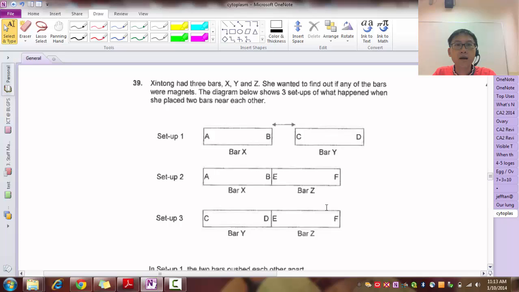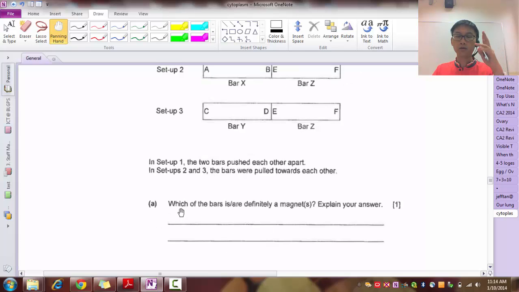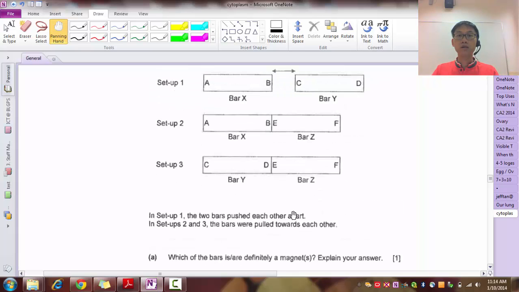Right, question 39. Sing Tong had 3 bars X, Y, Z, and wanted to find out if any of the bars were magnets. The diagram below shows 3 setups of what happens when she places 2 bars near each other. Setup 1, repel. Setup 2, attract. Setup 3, attract. So what's the concept? The question is asking which of the bars is definitely a magnet. Explain your answer. How do we know that something is definitely a magnet?